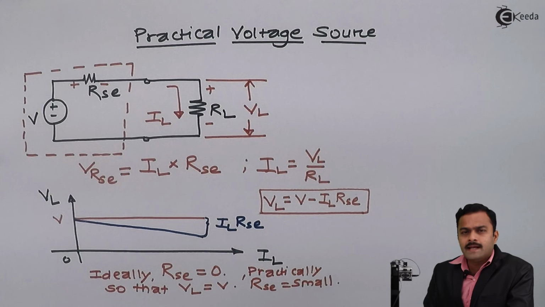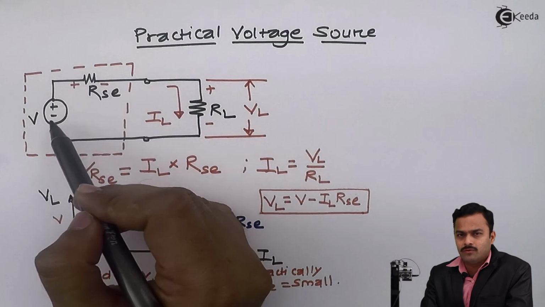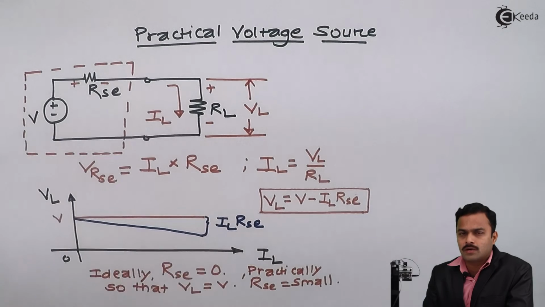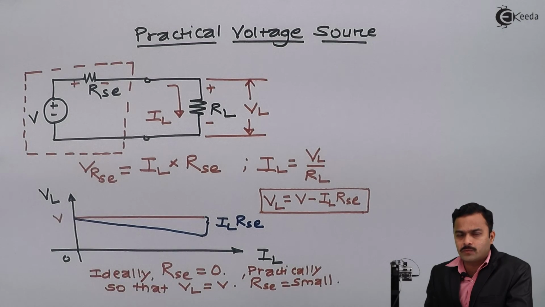So henceforth, whenever we solve a problem of source transformation, we will always deal with a practical voltage source and try to convert that into a current source. That we will see in subsequent videos.